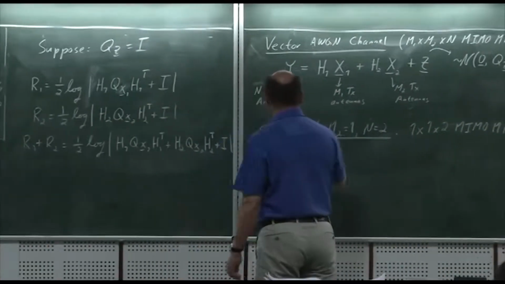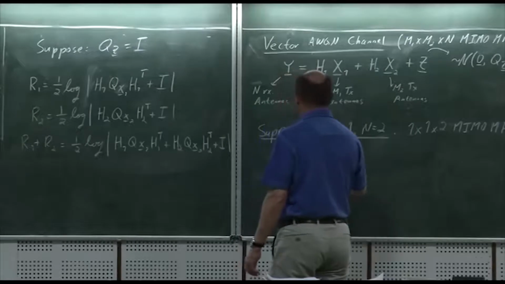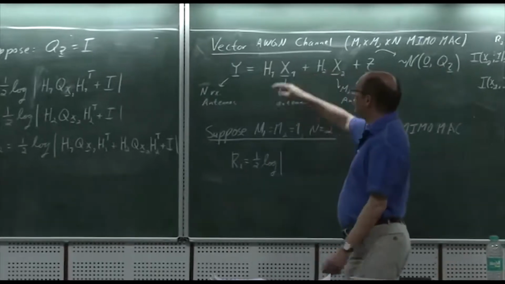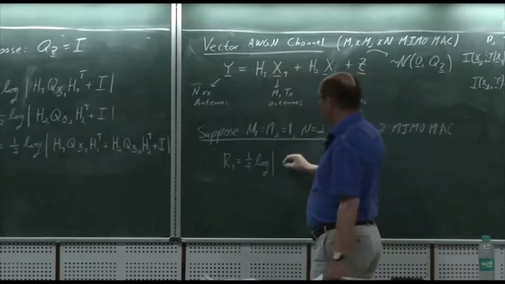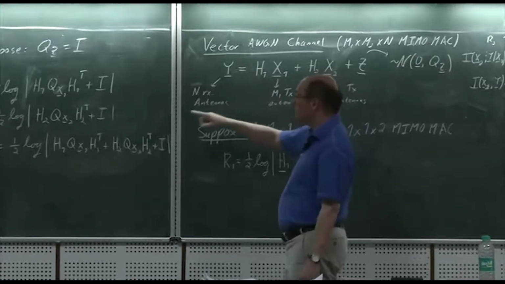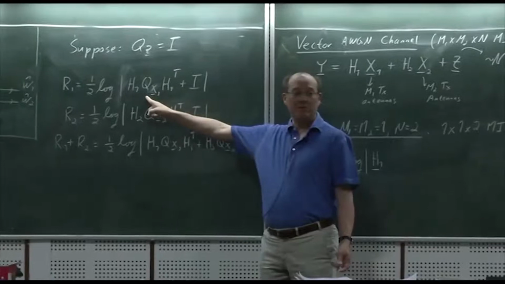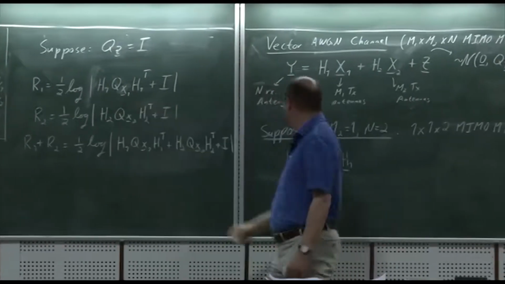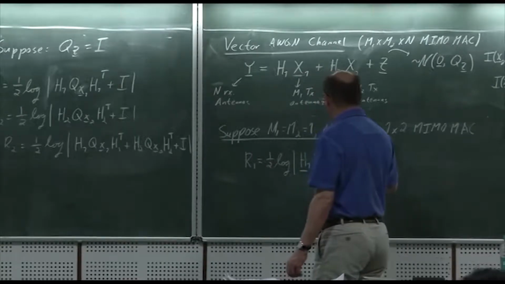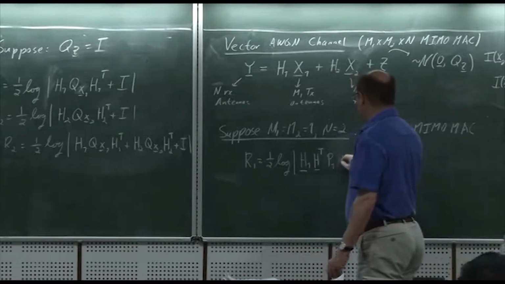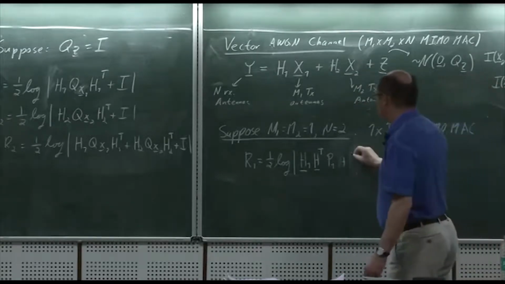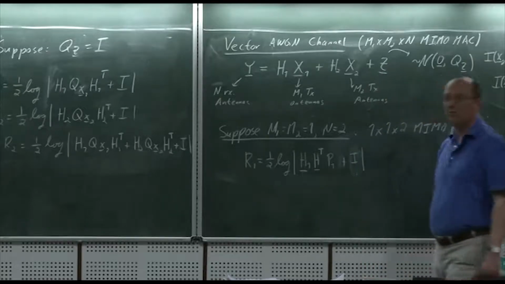So then R1 becomes 1/2 log of the determinant of, I'm going to view it as a column vector, so let me write this as a column vector times QX1, which is now easy. It's a 1 by 1 matrix, right? So it's just power 1. Here we'll get H1 transpose times P1 plus I, apologies, plus I. It's a 2 by 2 matrix because there are 2 receive antennas.